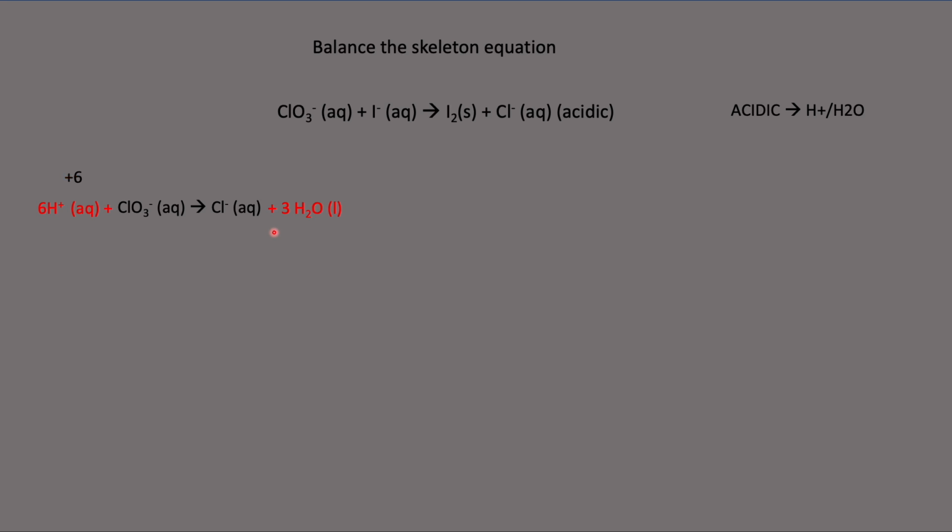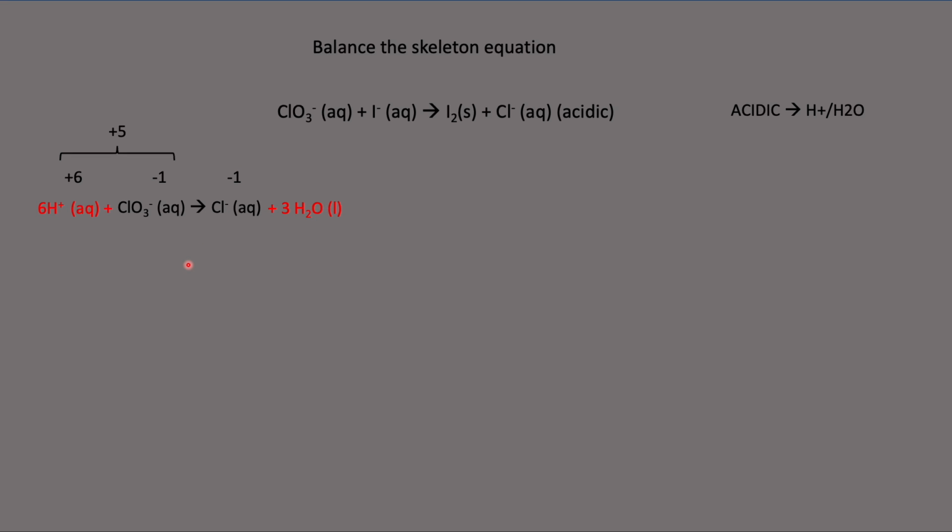So let's count our charges. So here we have +6, here we have -1, and here we have -1 as well. Here is 0 because this is neutral. So this overall charge is -1, and on this side, the overall charge is +5. So how do we get from +5 to -1 to make them equal? Well, we're going to add electrons.